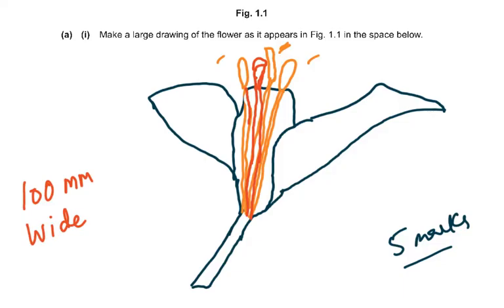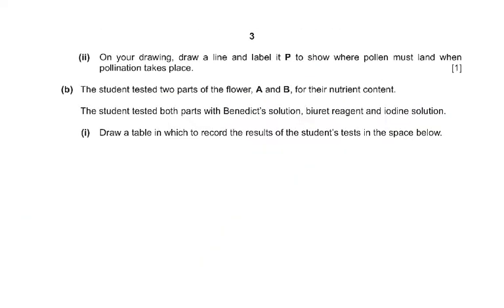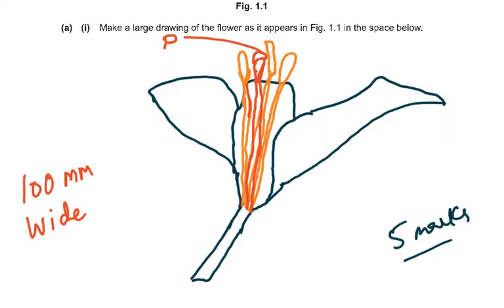Right? So everybody needs to be very clear on how to draw these drawings and how to just practice, and I'm sure you'll improve every day. Then it says on your drawing, draw a line and label it P to show where the pollen must land when the pollination takes place. It said using a label line. So you use a label line to show where it will land on the stigma. So what is pollination? It is the transfer of pollen from the anther to the stigma. So a label line on top of the stigma would get you a mark for that.